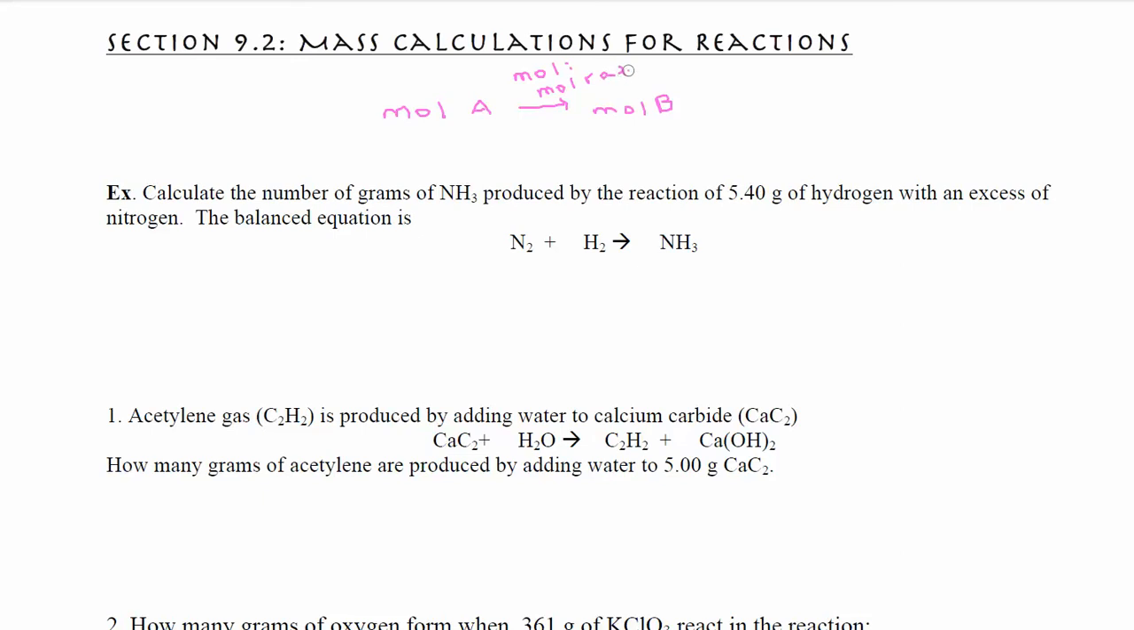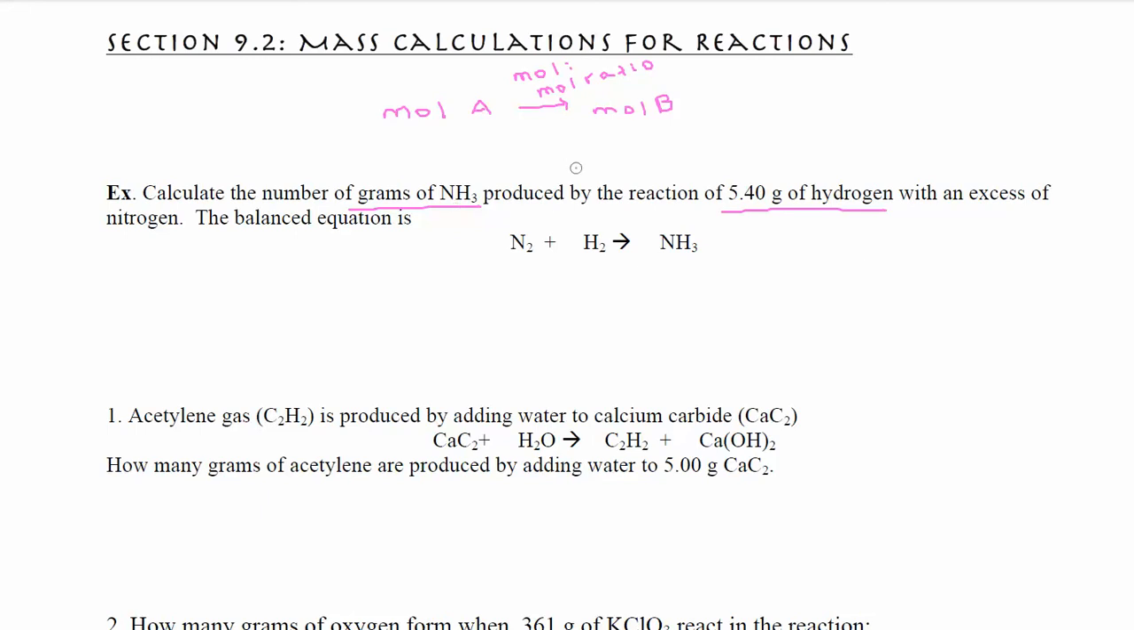Now, if you look at this next example, it asks: if 5.40 grams of hydrogen react, how many grams of NH3 are going to be produced? All of a sudden, we're not converting just between moles and moles. We're now going from grams of one thing into grams of another. So there's going to be an added step.